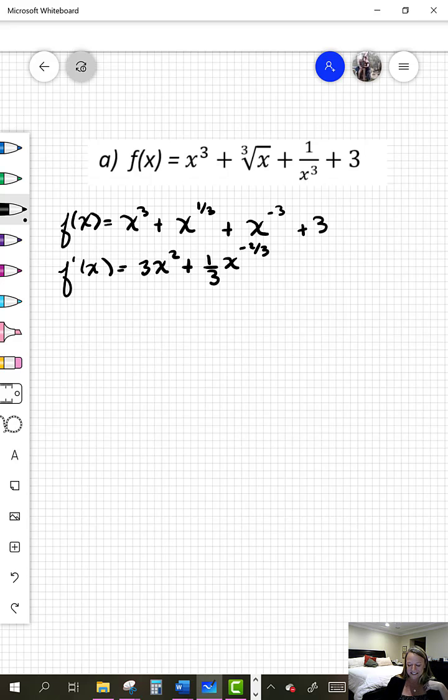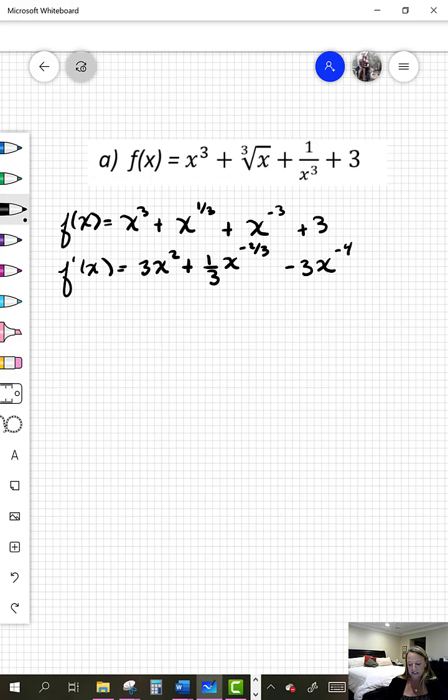And then let's take the derivative of x to the -3rd power. Bring our exponent down front, -3x, subtract 1 from our exponent, and that gives us a -4. And then the derivative of 3 is 0. So let's clean this up a little bit.